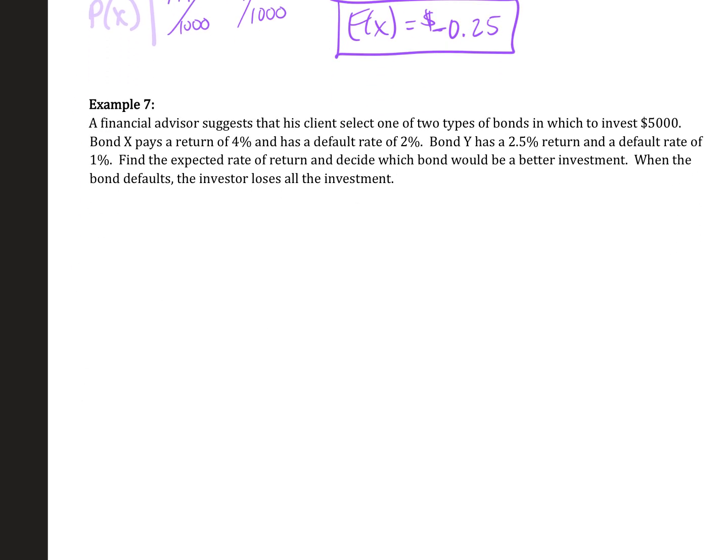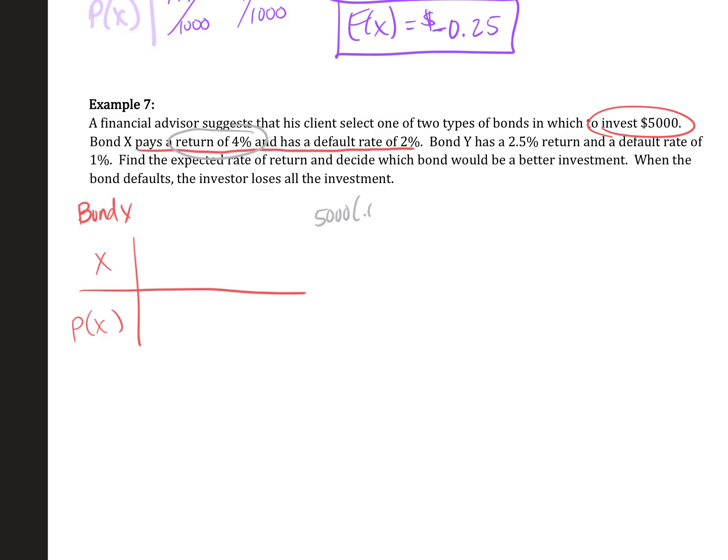All right, next one. So similar. So we have two bonds. You have bond X. It pays a return of 4% and has a default rate of 2%. We are investing $5,000. So I have X and P of X. So paying a return of 4% means how much money, if this investment pays off, you are expecting to make. So to find how much money you expect to make, you're going to do 5,000 times 0.04. So the best case scenario is we make money, which is that we're going to make $200 off of this.